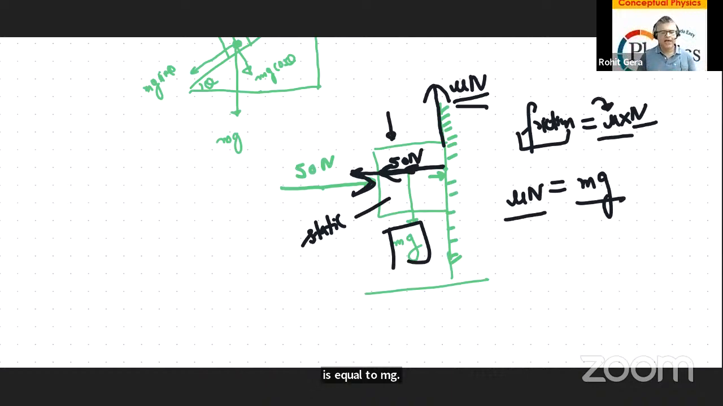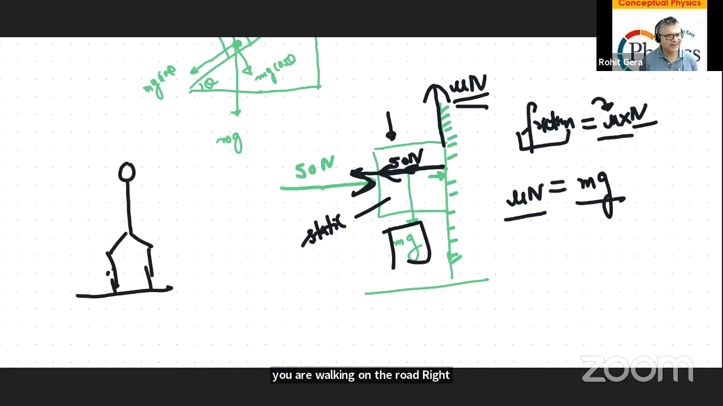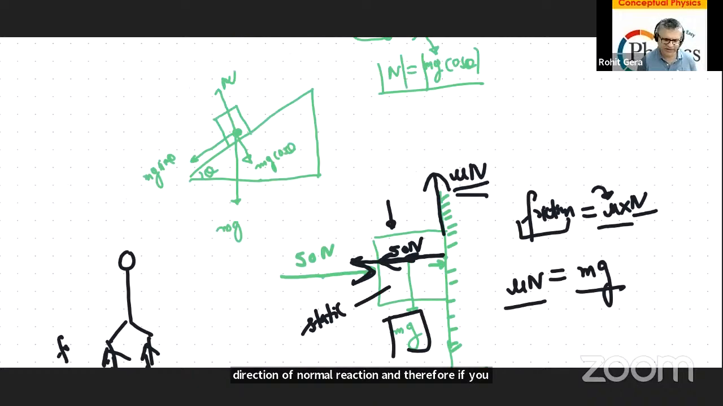Normal reaction, if you press something down, for example, you are walking on the road, right? You're walking on the road. When you walk, you are pressing down on the earth. The earth is pressing you up, and there is a frictional force between you and the ground here. The frictional force is perpendicular to the direction of normal reaction. You don't have to worry about friction right now, but I'm just showing you applications of normal reaction, how important it is. If this is the normal reaction, the body wants to go down.